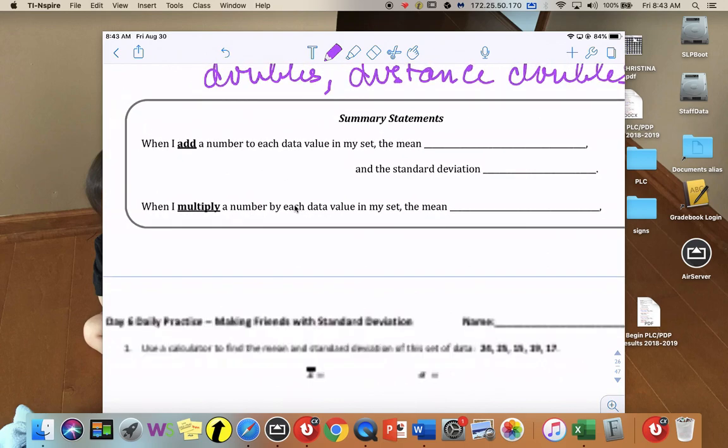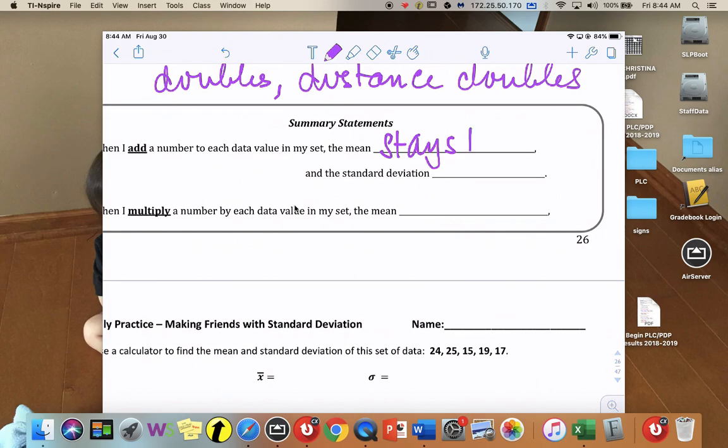Okay, so let's summarize what we should have learned today. When I add a number to each data value in my set, the average, the mean, stays the same. The standard deviation, when you add the same number, the average doesn't stay the same. That's wrong. All right, so the average will increase, but the standard deviation, since the distance between each of those numbers stays the same, the standard deviation stays the same.